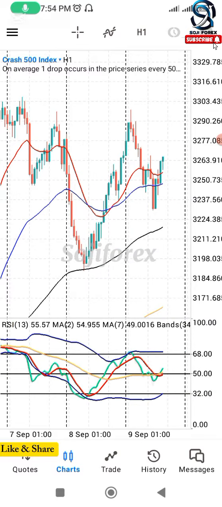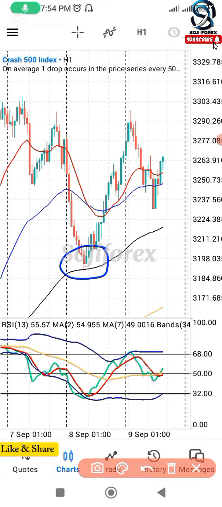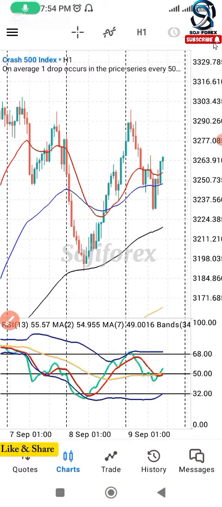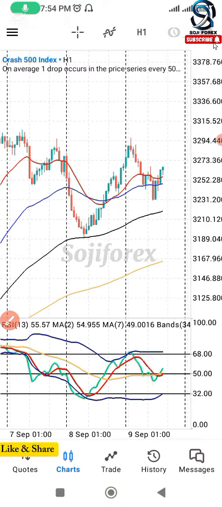Here we have our second pullback. You can see now, in this case, the pullback defied the 20 moving average, defied the 50 moving average and pulled to the 100. Now, anytime your pullback goes beyond this 100 and it begins to go to 200, you should know that the strength is getting weaker.